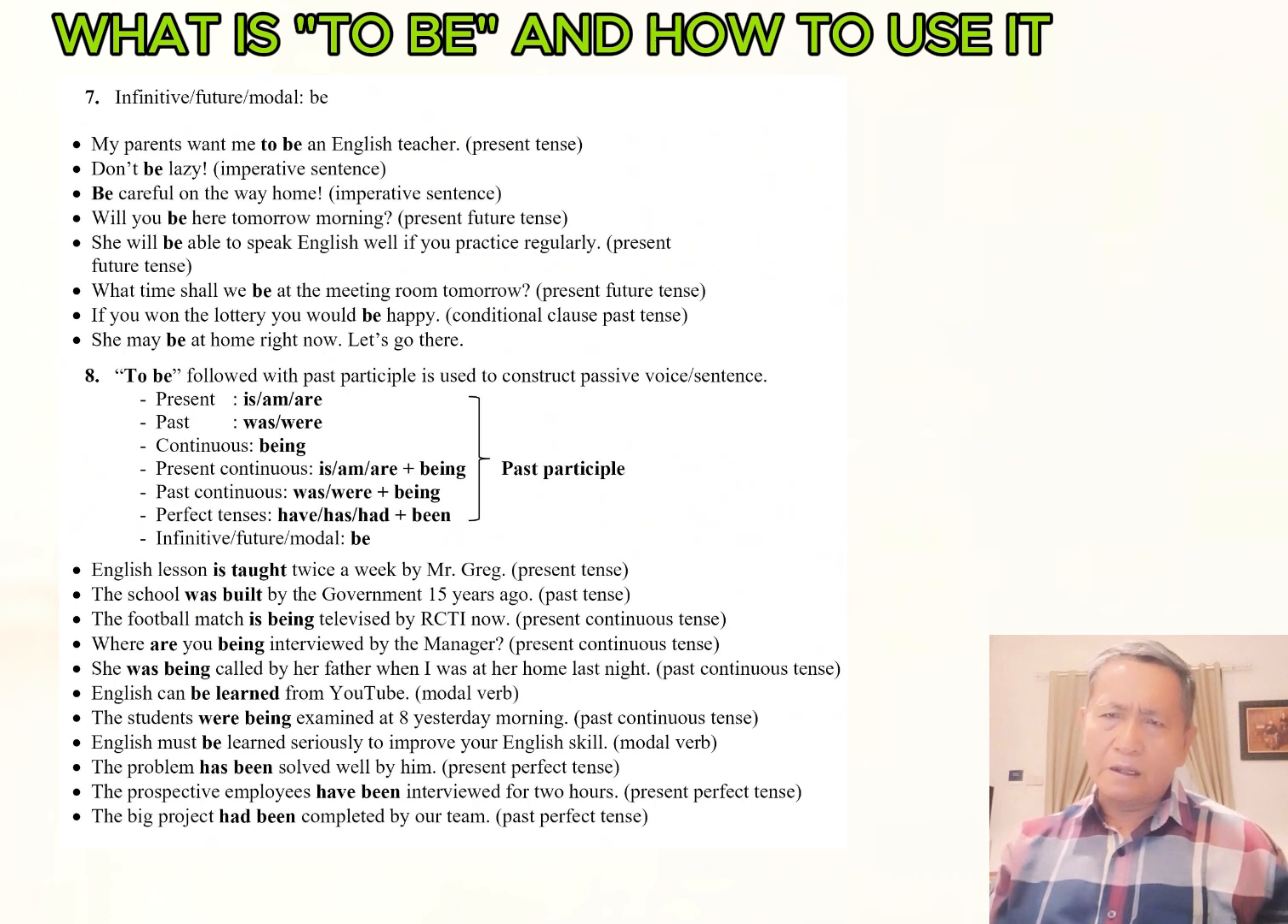Examples of to be used in passive constructions. English lesson is taught twice a week by Mr. Greg. The school was built by the government 15 years ago. The football match is being televised by RCTI now. Where are you being interviewed by the manager? She was being called by her father when I was at her home last night.